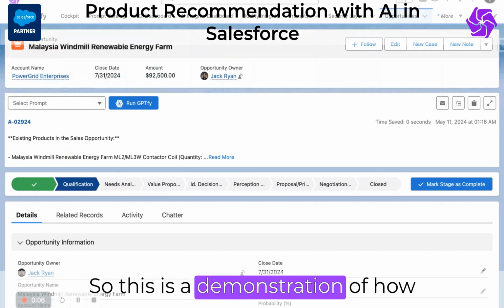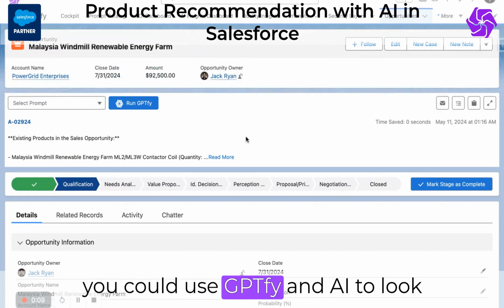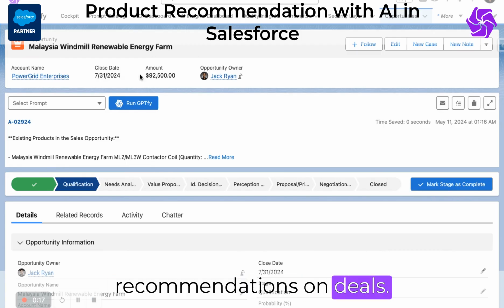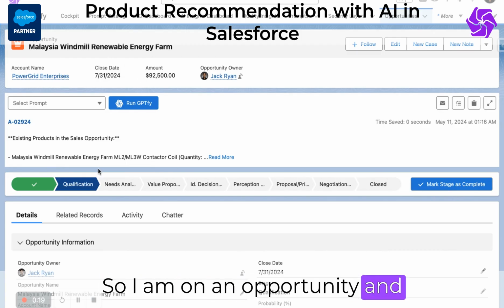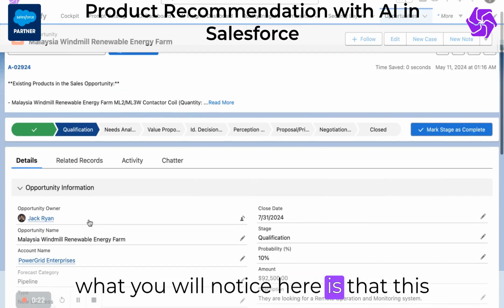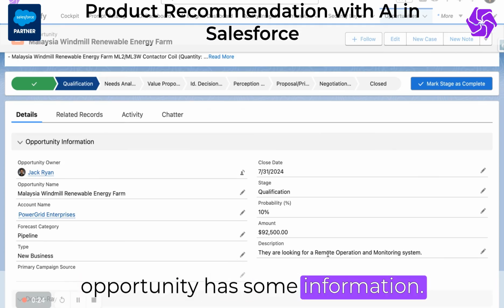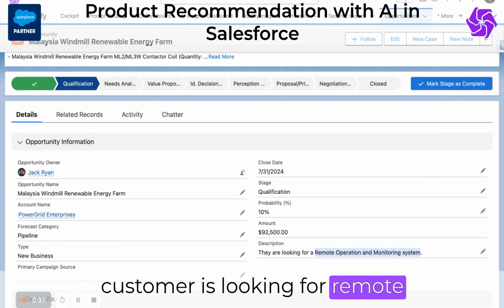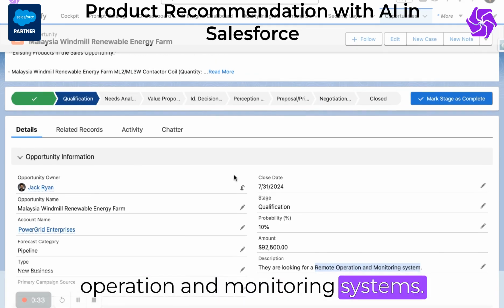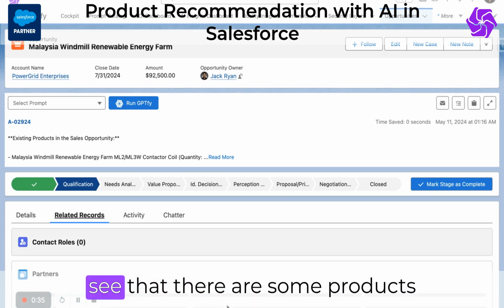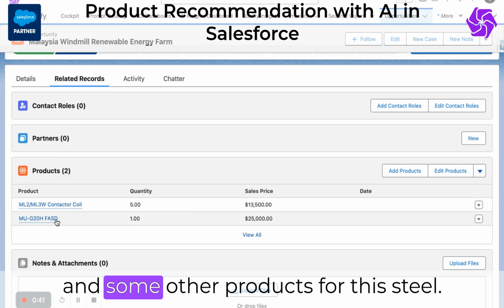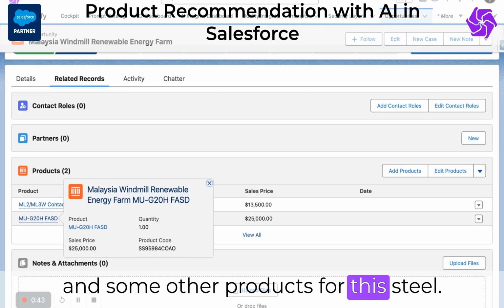So this is a demonstration of how you could use GPTfy and AI to look at products and make product recommendations on deals. So I am on an opportunity, and what you will notice here is that this opportunity has some information. This is Energy Farm, and this customer is looking for remote operation and monitoring systems. If I go to related records, you would see that there are some products associated, such as a contactor coil and some other products for this deal.